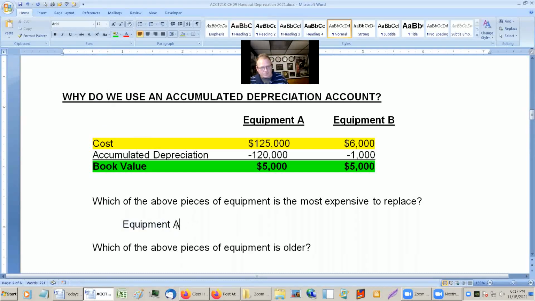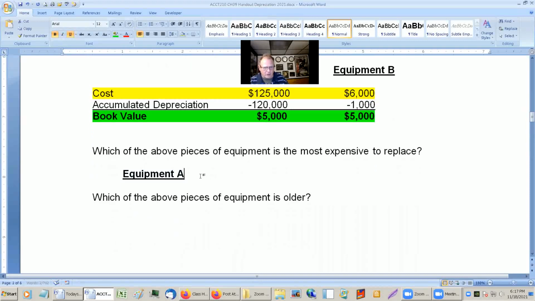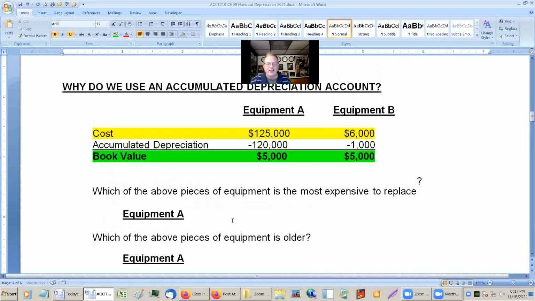So A is older. Yep, you're right. So equipment A, which is older, A. And here's the problem with that. A is a really expensive piece of equipment and it's old.